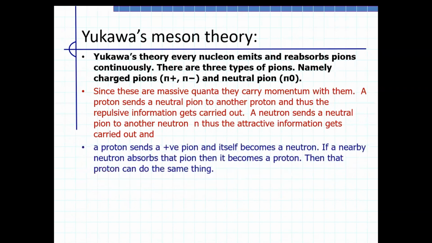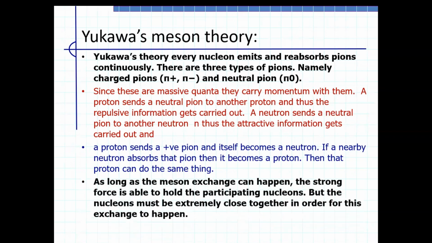And a proton is going to send a positive pion, and it will become a neutron. If a nearby neutron absorbs it, then that will become a proton. Then that proton can do the same again, throw away the positive pion, and it will be absorbed by some other nucleon. Itself, it will become a neutron, and the other one will become a proton.